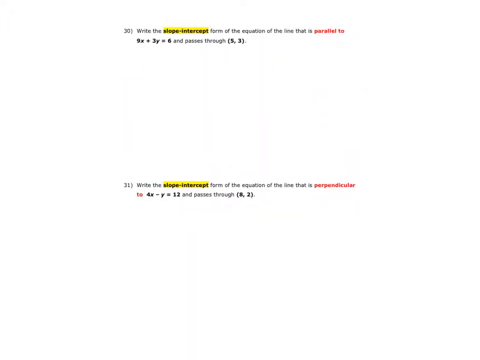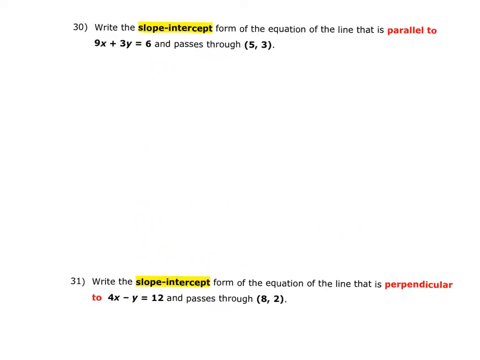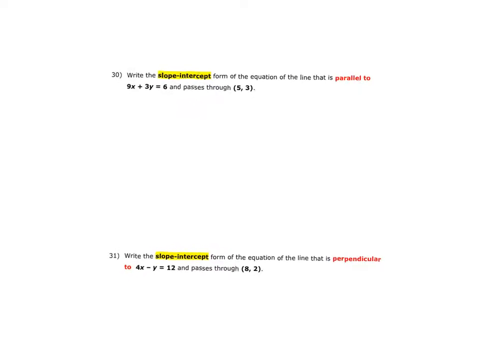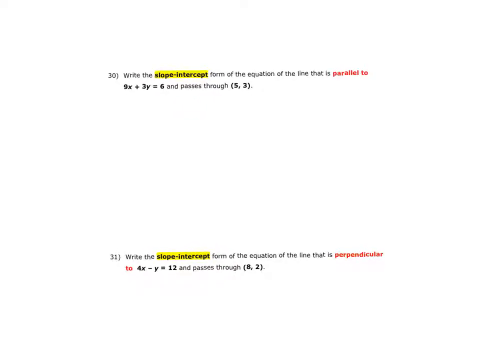Okay, 30. Write the slope-intercept form of the equation of the line that is parallel to. So remember, as soon as you see the word parallel, what comes to mind? When you see the word parallel, hopefully in your head, you see two lines that never cross, and that means that their slope is the same. So parallel lines have equal slope. Perpendicular have opposite reciprocal. Remember that.